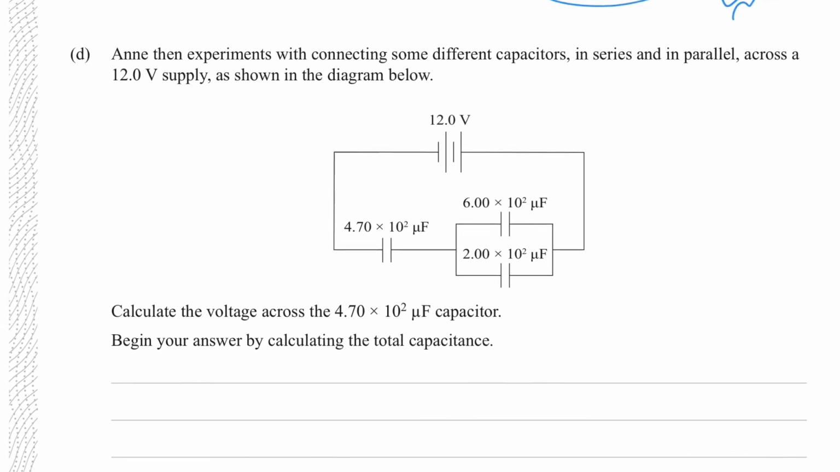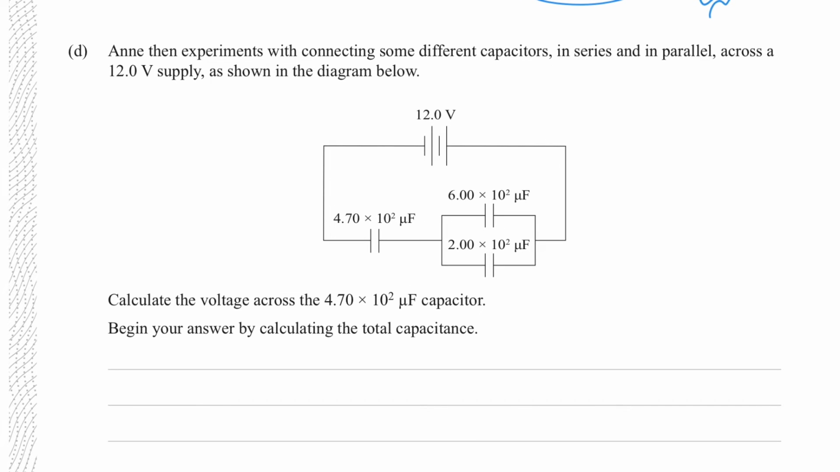D, and then experiments with connecting some different capacitors in series and parallel across the 12-volt supply, as shown in the diagram below. Calculate the voltage across the 4.70 times 10 to the 2 microfarad capacitor. That's this one here. Begin your answer by calculating the total capacitance.